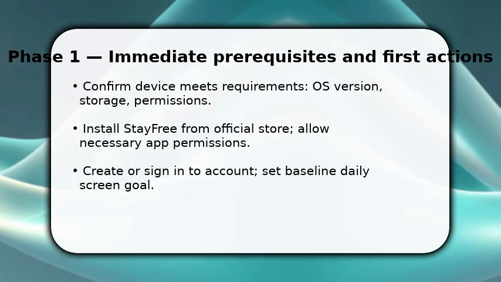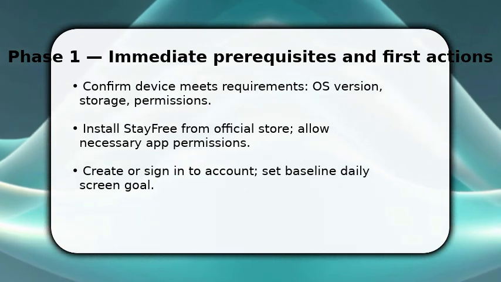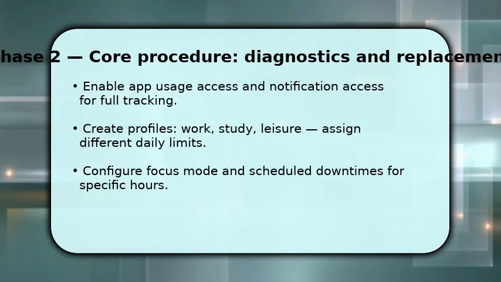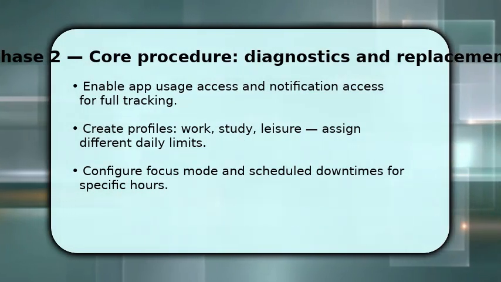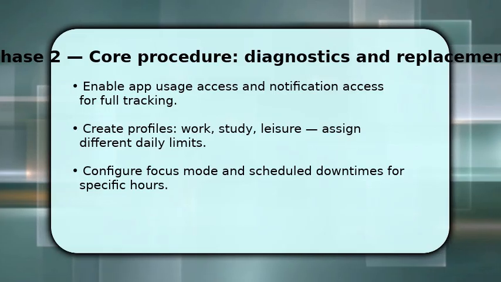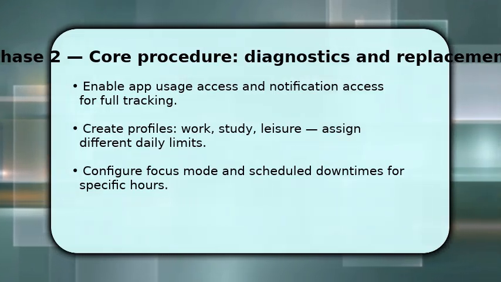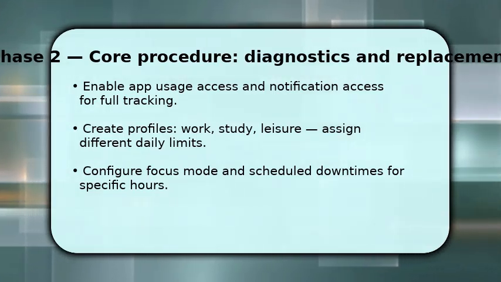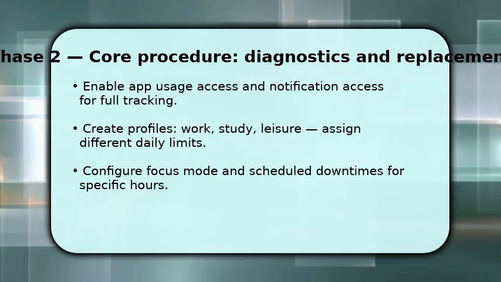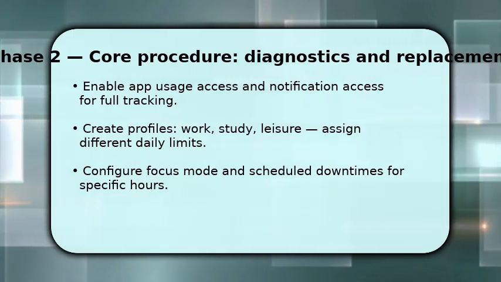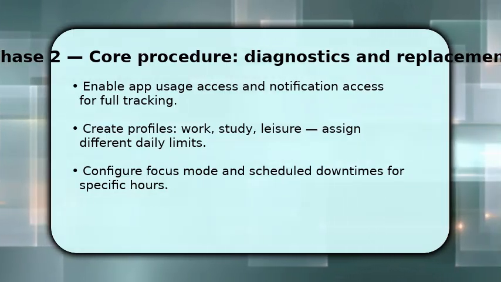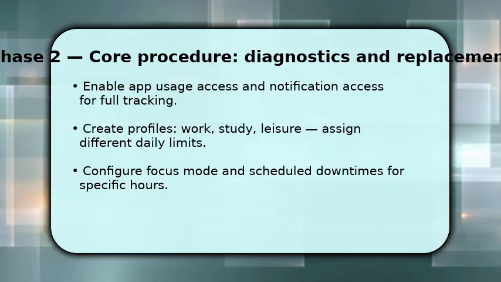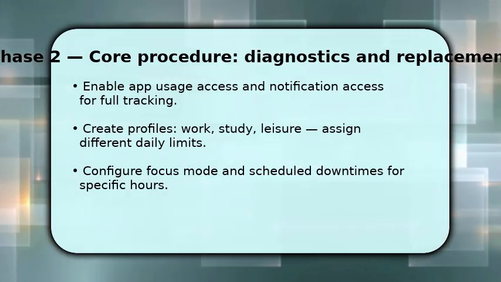Now you configure limits and profiles so the tool enforces behavior. Grant StayFree usage access and notification permission. Without these, app timers won't record correctly. Create profiles like work, study, and leisure, and assign each a specific daily limit so the app applies different rules automatically. Then set focus mode and schedule downtimes for blocks of hours to pause distracting apps.